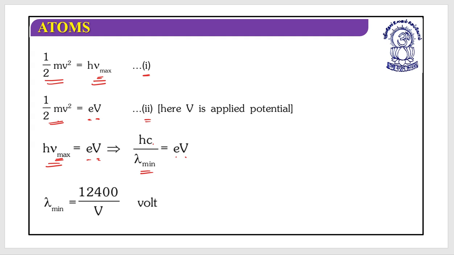I get lambda minimum is equal to 12000 divided by V, where V is in volts and the wavelength obtained will be in Angstrom. Always keep this in mind: this V should be in volts, and the lambda that is obtained will be in Angstrom.